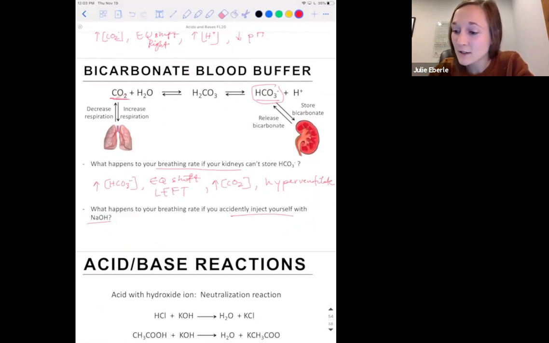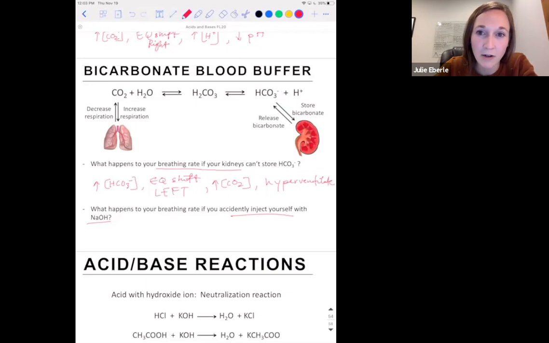I want you to look at this equation and say, what component in this whole equation, CO2, water, H2CO3, bicarb, or H+, would react with NaOH? One of those items should jump out at you. What item in this whole equation would react with NaOH? Jenna says HCO3 minus. Jenna, think about that. There's a negative charge on bicarb, and NaOH is also negatively charged. It should be the H+, okay?